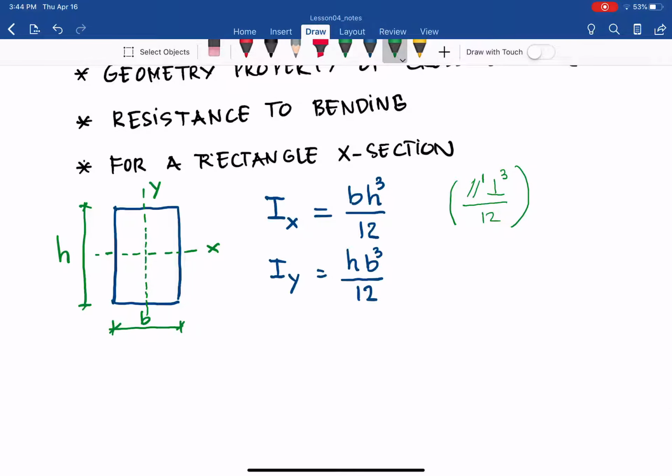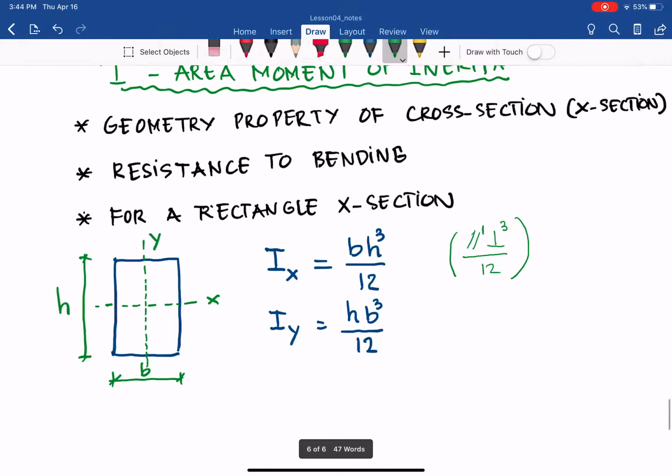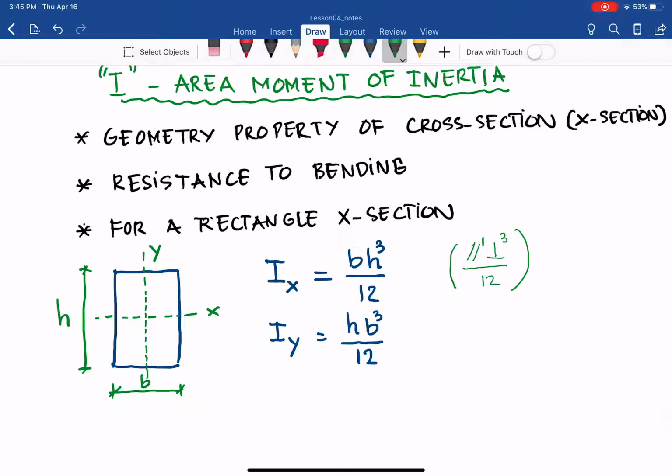How about other shapes? Not all the cross sections of a member are rectangles, right? For other shapes, how can I find out the area moment of inertia?